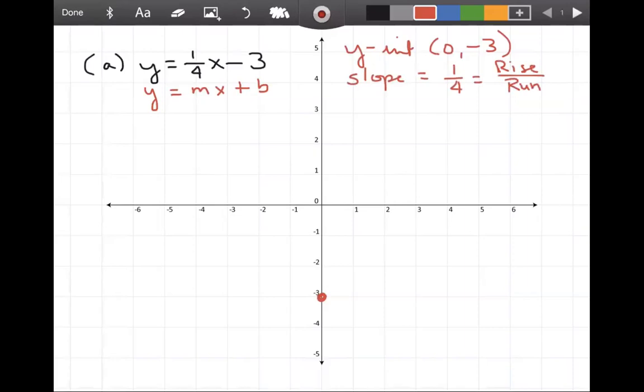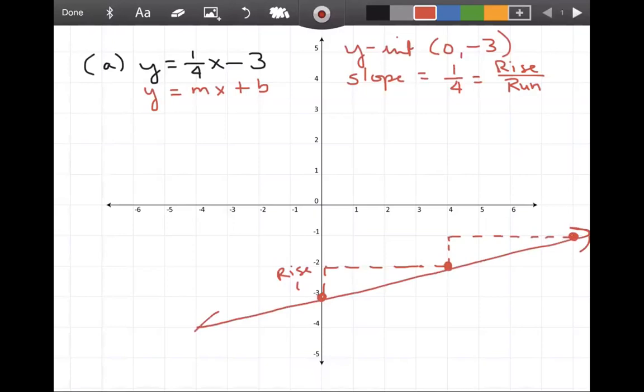So starting at (0, -3), I'm going to rise 1 and run 4, which will put me at this point. I can do that one more time. Rise 1, run 4, puts me right here. And now I will do my best to draw a straight line through those 3 points. There you go. So that's how you graph using slope-intercept form.